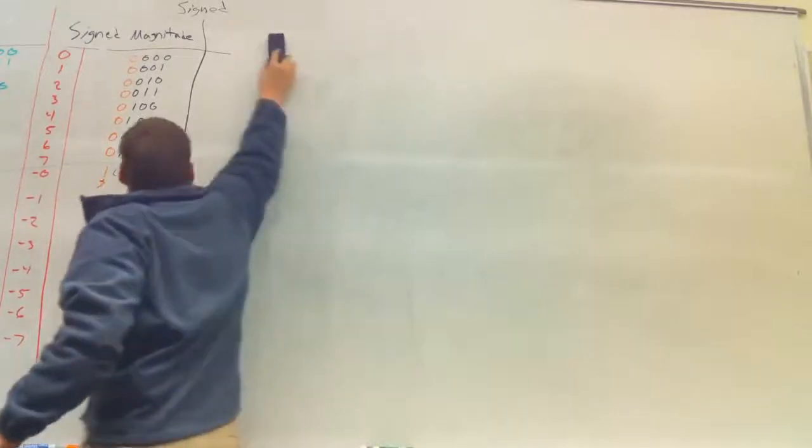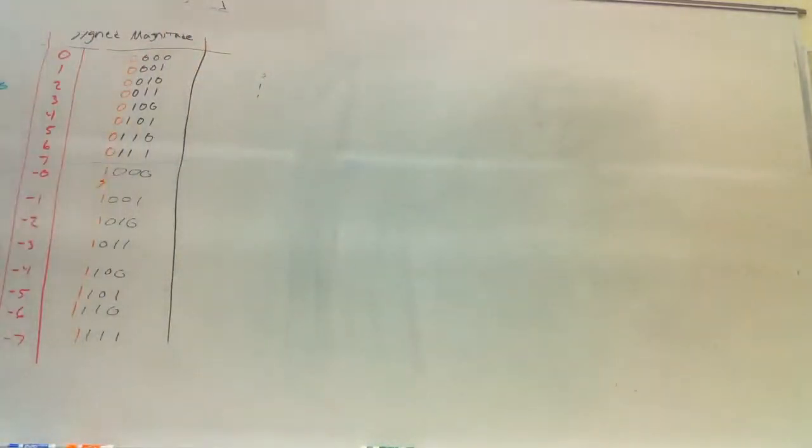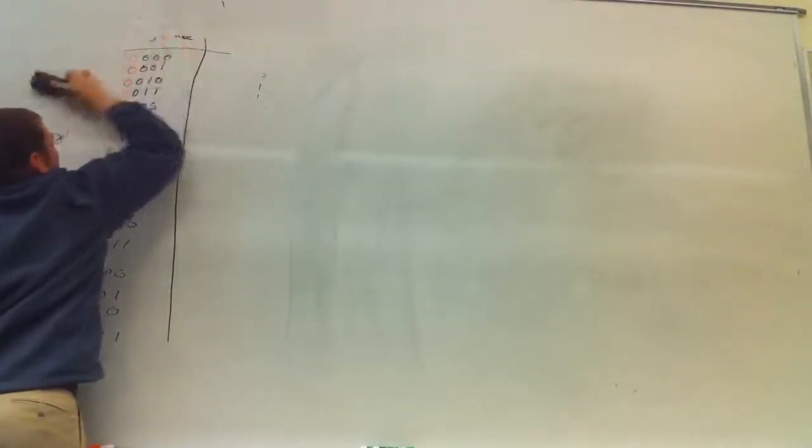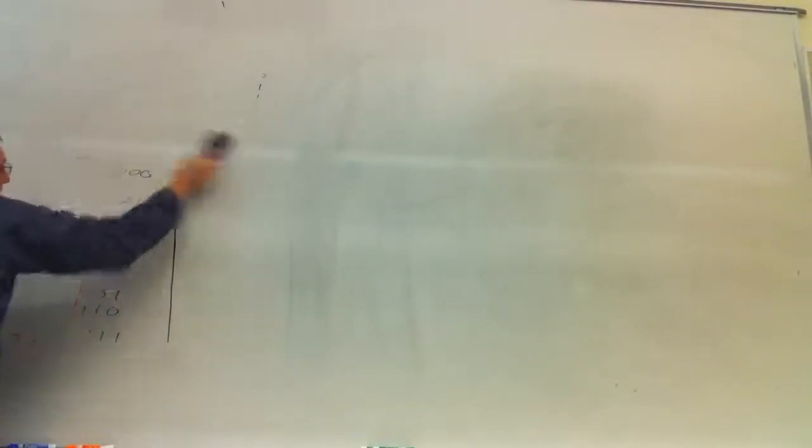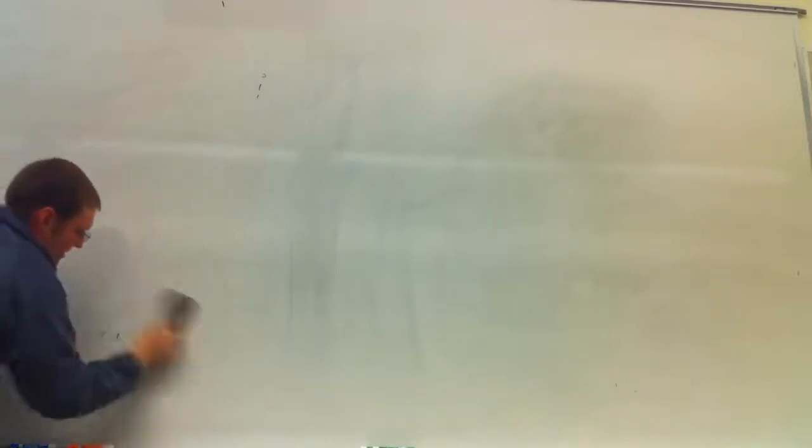I believe the book did, and page 24 did more numbers, but you can make this table as big as you want. Alright. Then we're going to talk about some logic operations that we can do.